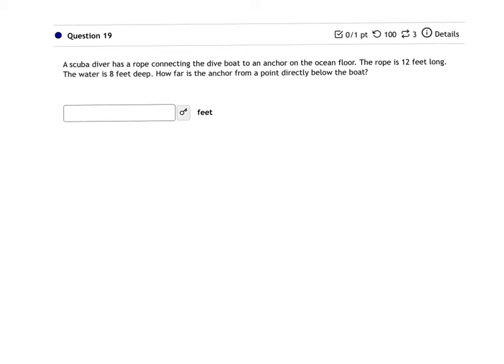It says a scuba diver has a rope connecting the dive boat to an anchor on the ocean floor. The rope is 12 feet long. The water is 8 feet deep. How far is the anchor from the point directly below the boat?